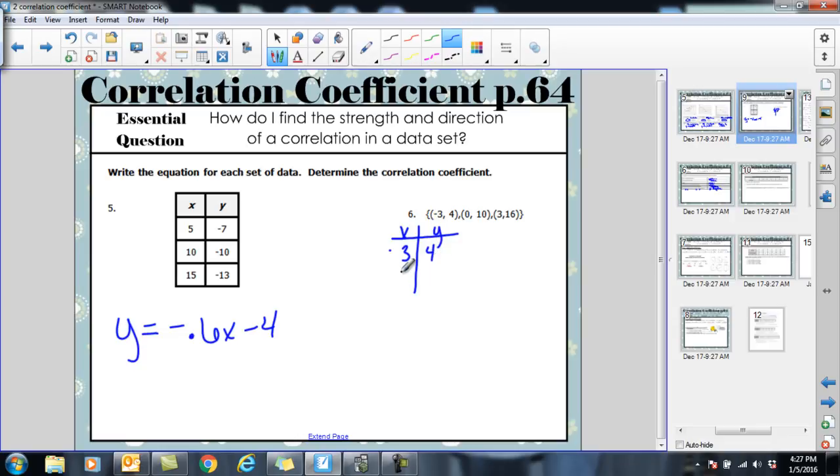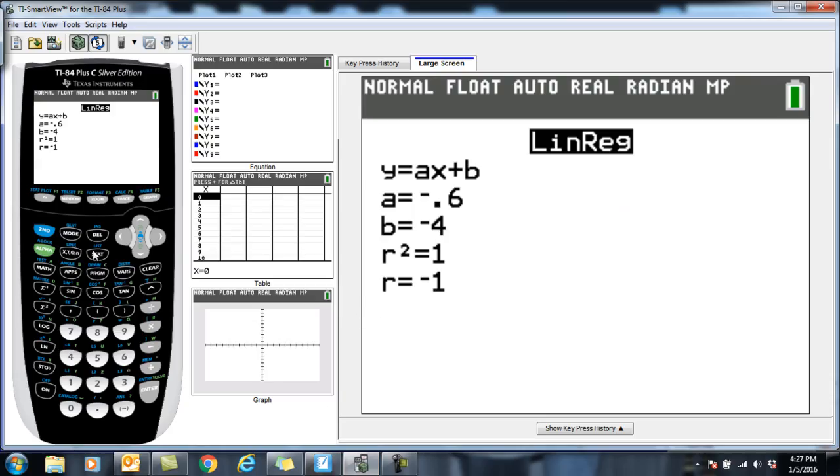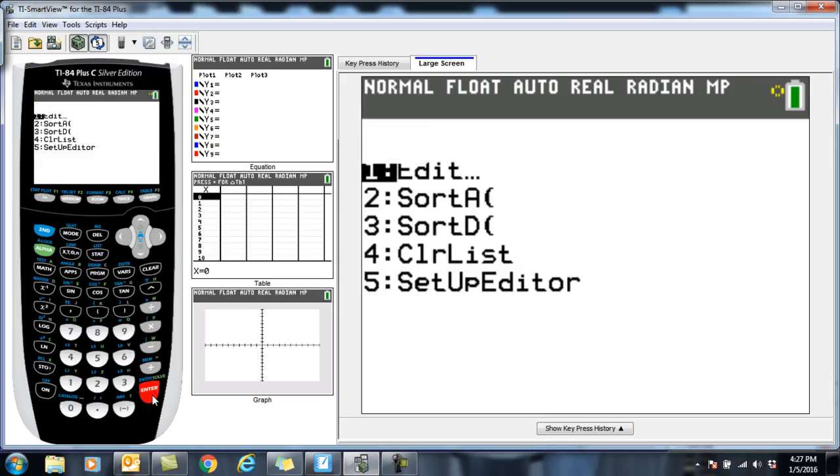So I have -3, 4, 0, 10, and 3, 16. It's a little easier to see. And then we're going to go back to our calculator. We're going to go to Stat. We're going to go to Edit.